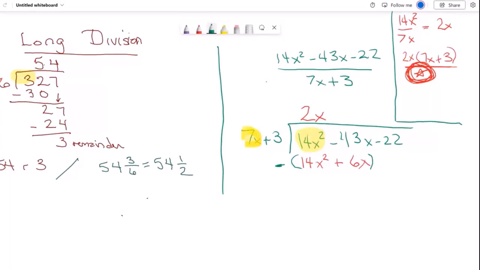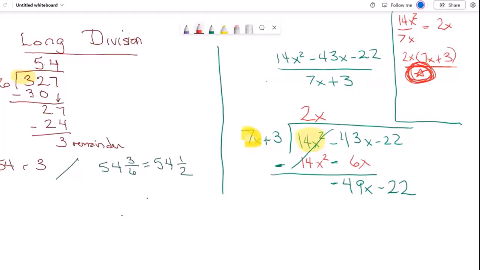Now, the best thing to do, since I'm subtracting, let's get rid of the parentheses, and I'm just going to change all my signs, because that's really what happens when you subtract anyway. This goes away. 14x squared minus 14x squared. That's my goal. My goal is always to get rid of the leading term. And I did. And then I have minus 43x minus 6x, which gives me minus 49x. And then I bring down the minus 22.